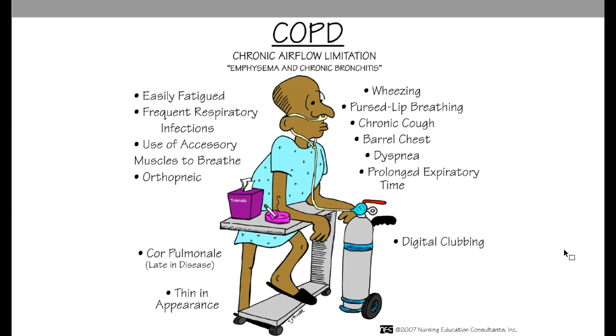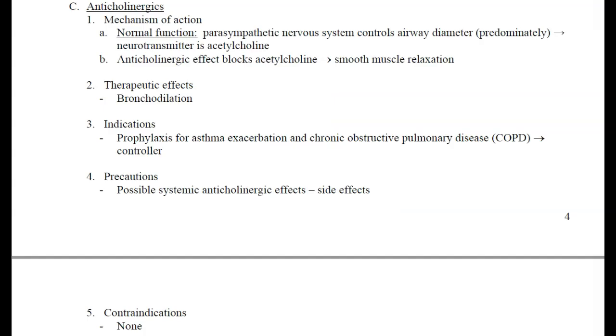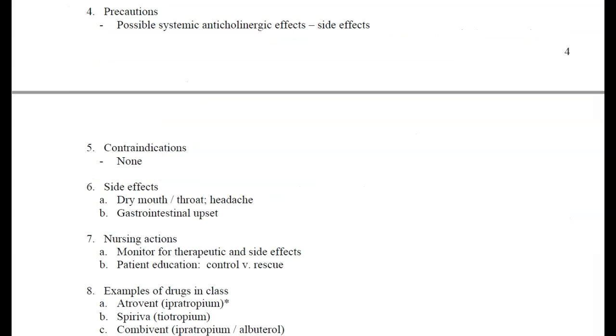So this is where we use the anticholinergic often. The therapeutic effect of anticholinergic will be bronchodilation, so opening up the airway. A common indication for this is prophylaxis for asthma exacerbation and COPD, or chronic obstructive pulmonary disease, as a controller. The action is slow and prolonged, therefore it is more of a controller. Some precautions: possible systemic anticholinergic effects. Although it's mainly for the respiratory system, it does have some systemic effects.